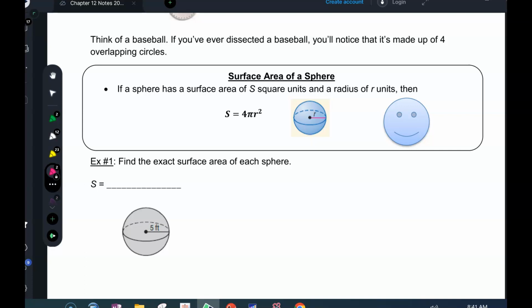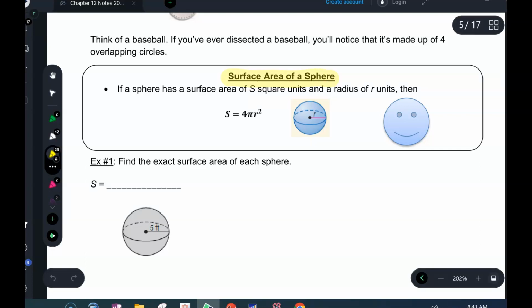Okay, so here's the thing about surface area of a sphere. It's a really easy formula because all you need to know is the radius. So the radius is from the center to any point on the sphere. Just like the radius of a circle, we have the radius of the sphere. So the formula is 4 pi r squared.